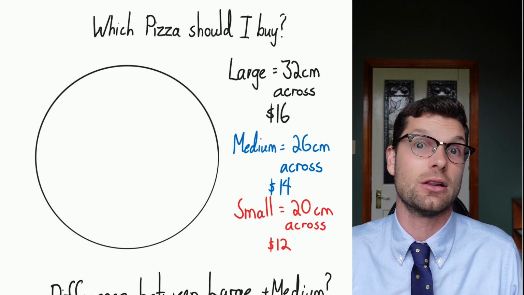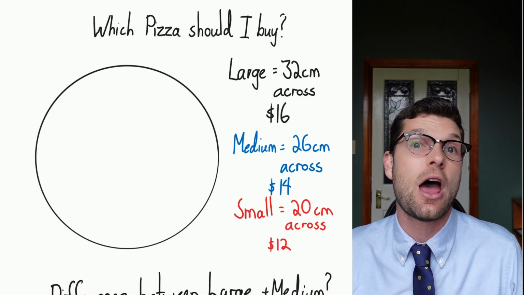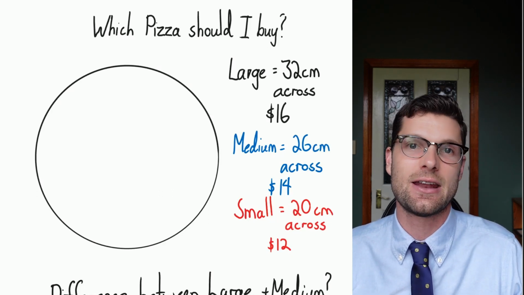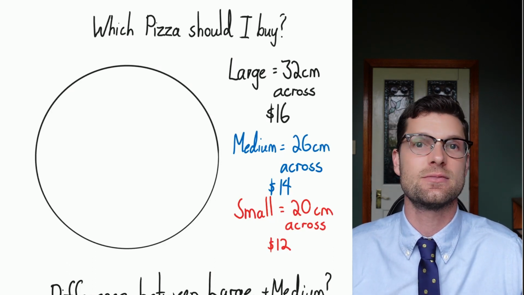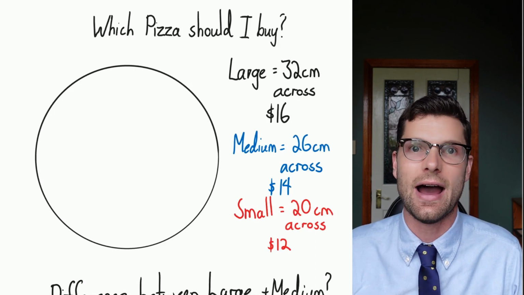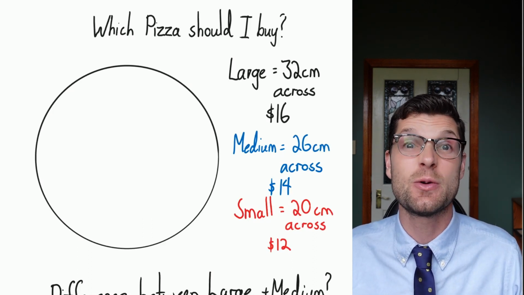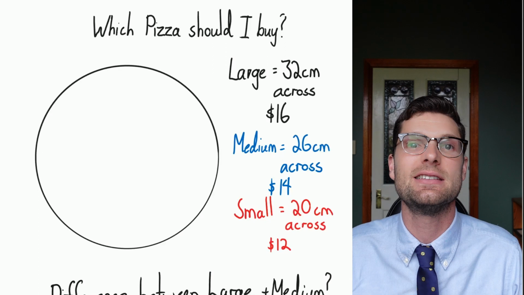So in this example, we've got a large, medium, and small pizza that are all going up by 6 centimeters in their diameter. Each time you make a jump from small to medium to large, it's going to cost you an extra $2. So what we want to do is find which one's the best value for money? Which jump is the most important?